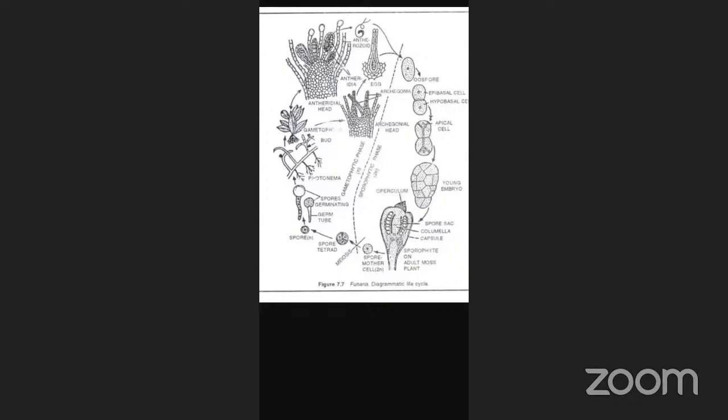The next one is the Funaria structure. The major part of the sporophyte remains sterile, forming the foot and seta. The capsule of the sporophyte develops from the epibasal cell, and the foot and seta from the hypobasal cell. The epibasal cells divide periclinally, forming an outer amphithecium and an inner endothecium. The amphithecium differentiates into the epidermis, the photosynthetic capsule wall, and the outer spore sacs.